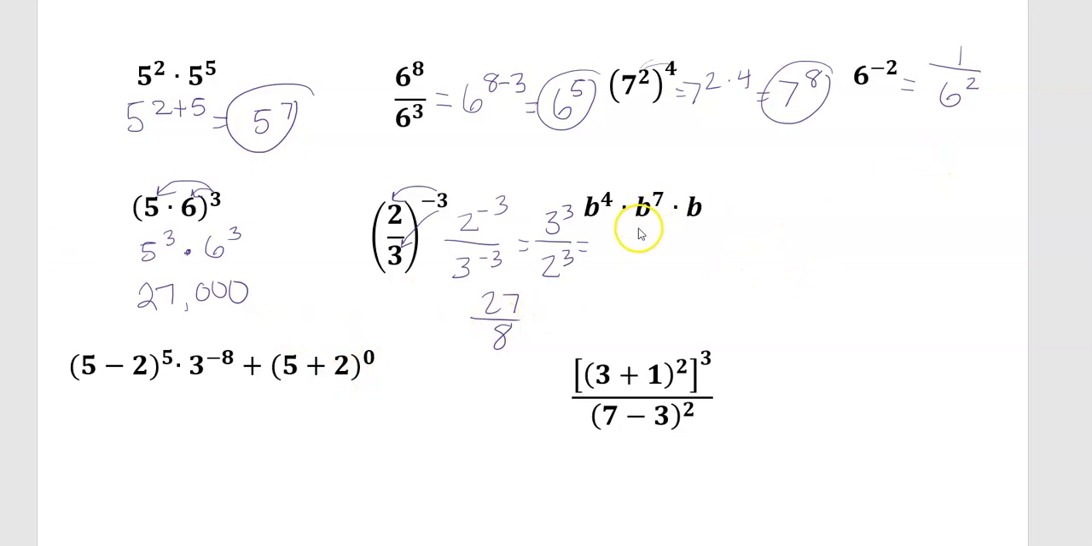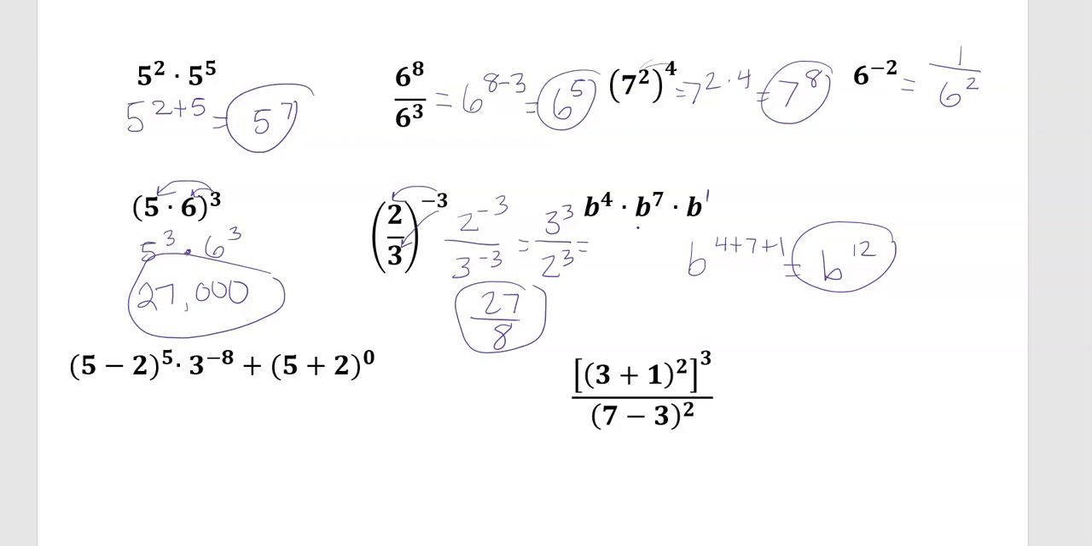All right, for our next one, even though we have 3 terms, I'm still just going to add each of my exponents, knowing that this guy has an exponent of 1. So it's really 4 plus 7 plus 1. So that is 7, 8, 9, 10, 11, 12.